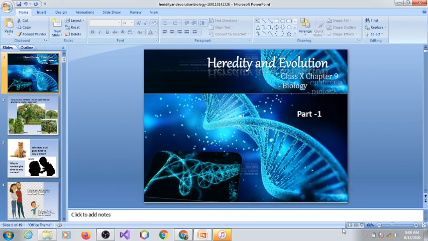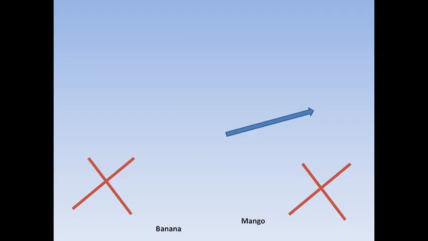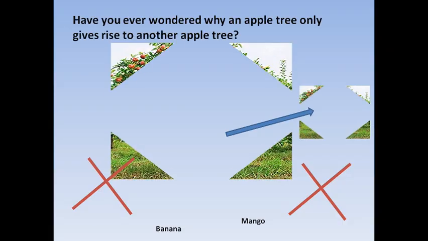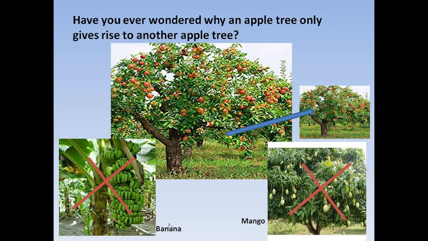Hello students, welcome to this virtual session on heredity and evolution, class 10, chapter 9, and this is the first part of the chapter. So dear students, have you ever wondered why an apple tree only gives rise to another apple tree? Why do we not get a banana or a mango tree from it?